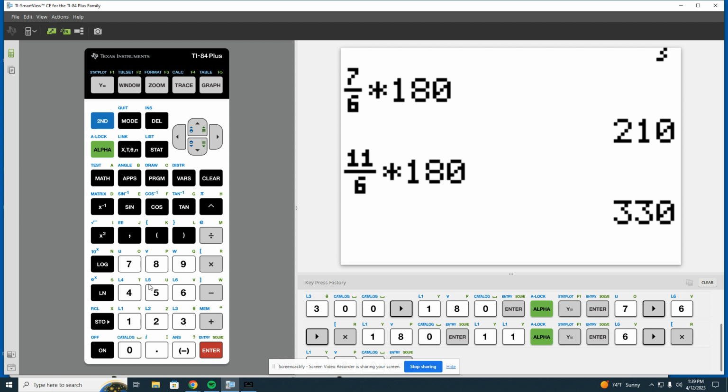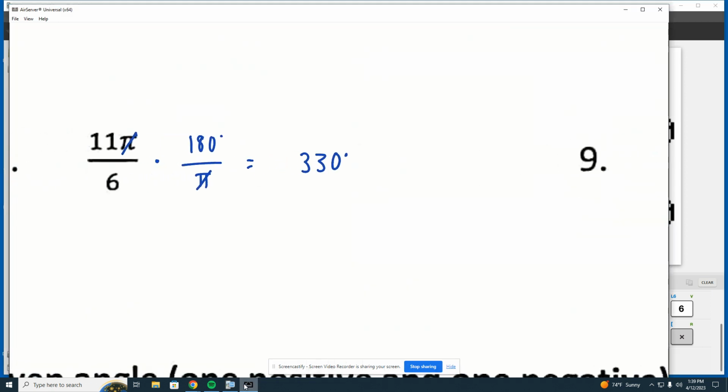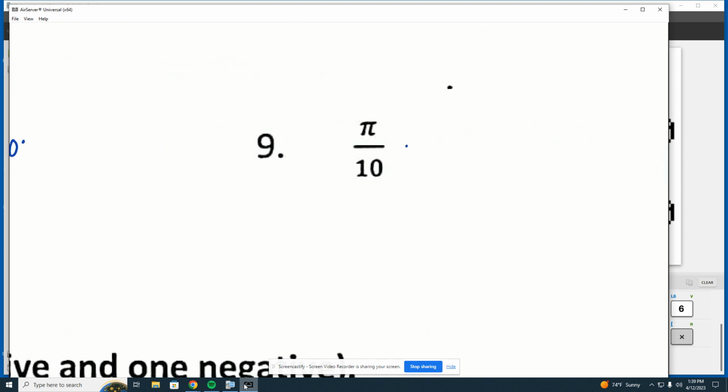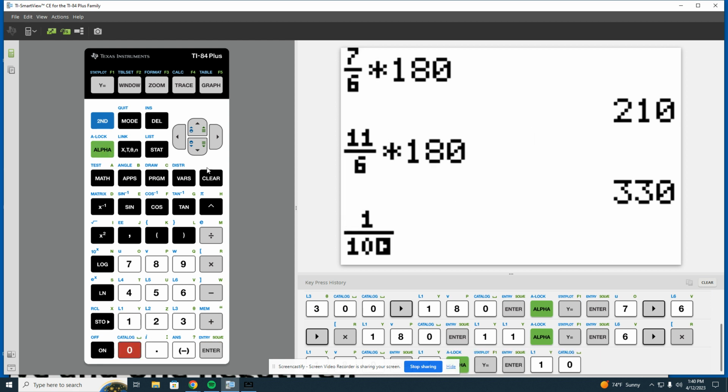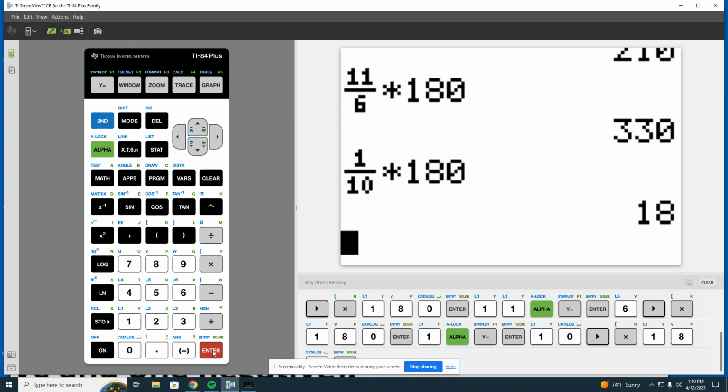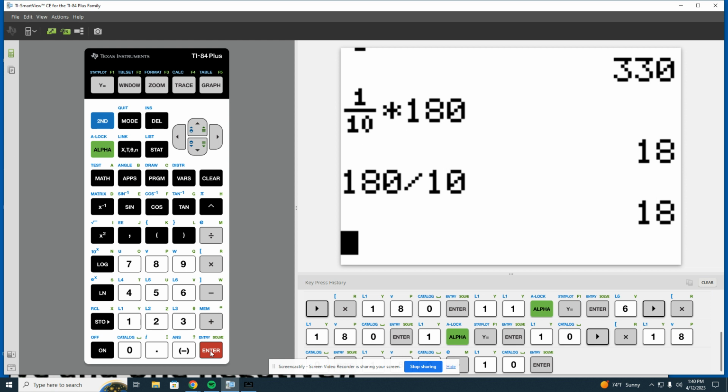Let's do one more. We're going to multiply that. Oops, sorry. I forgot to switch it back. That's 330 degrees. There, number 8. We're going to do one more. We're going to multiply by 180 over pi. Here's a little different. The pi's cancel, and really I don't have a number up here, but remember, it's understood to be a 1. So really this is 1/10 times 180, which gives me 18. Or I could have done 180 divided by 10, also 18.